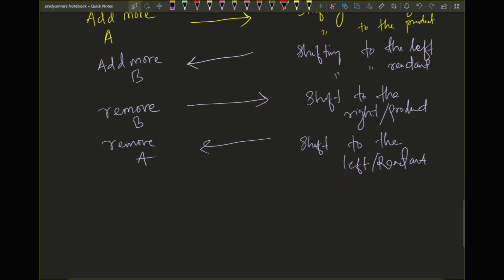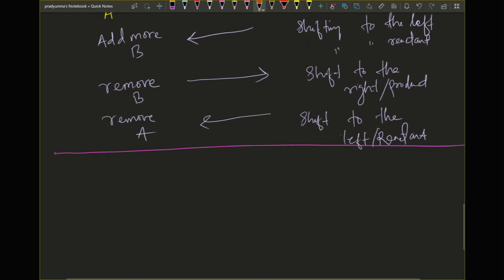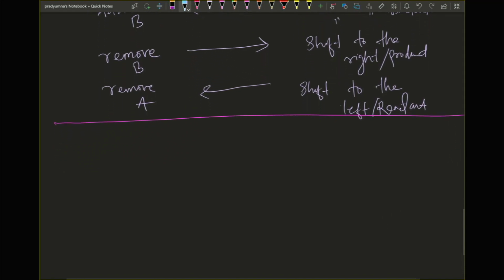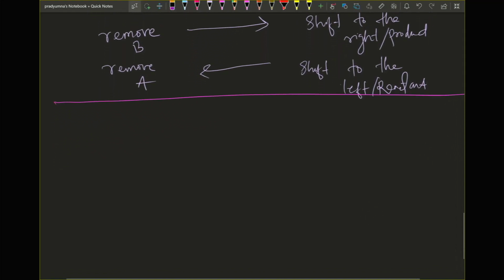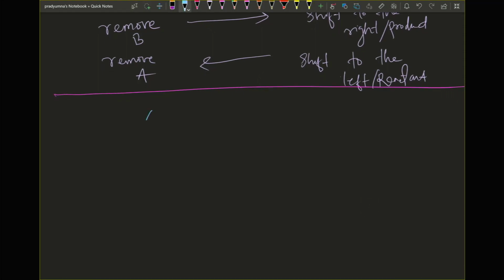Okay, now let's see what would happen if we increase the temperature. In some reactions, you get heat from the reaction, and in some reactions you have to add heat to do a reaction. So let's say you have a reaction that looks like this.